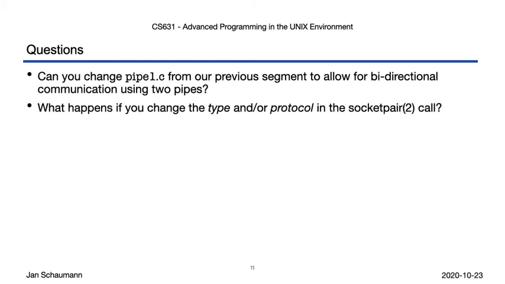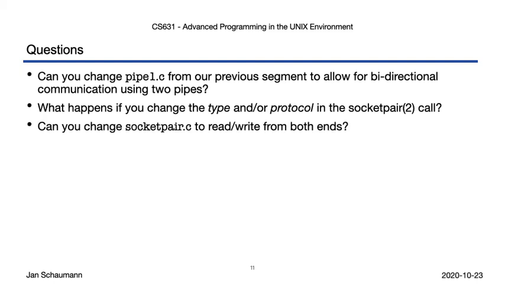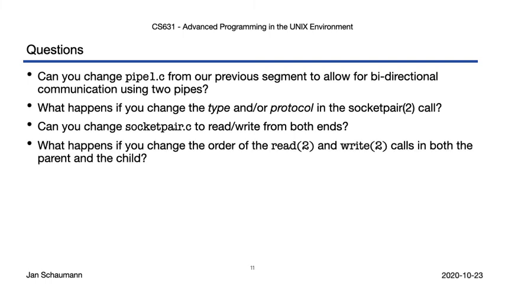Play around with the different protocols and types in the socketpair call. What, if anything, changes? In our example, after creating a socket pair, each parent and child closed one file descriptor. Update the program to instead use the second connection to also exchange data. And finally, what happens if you change the order of calling read and write in the two processes?